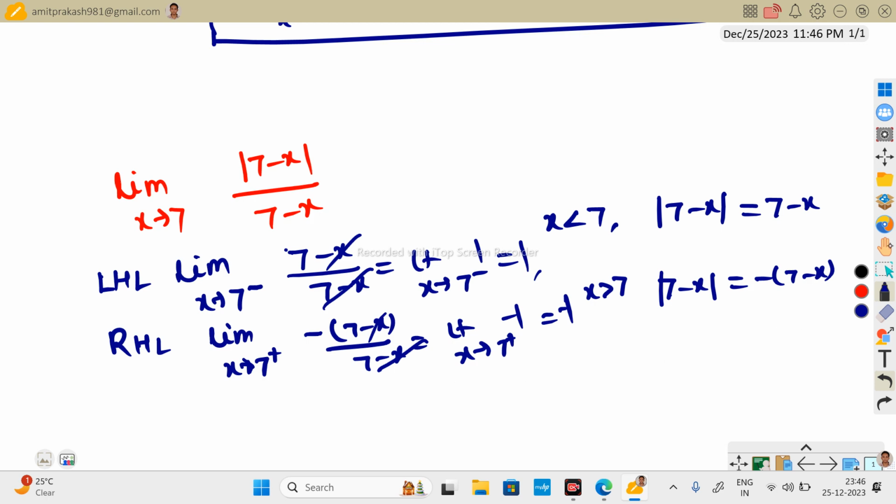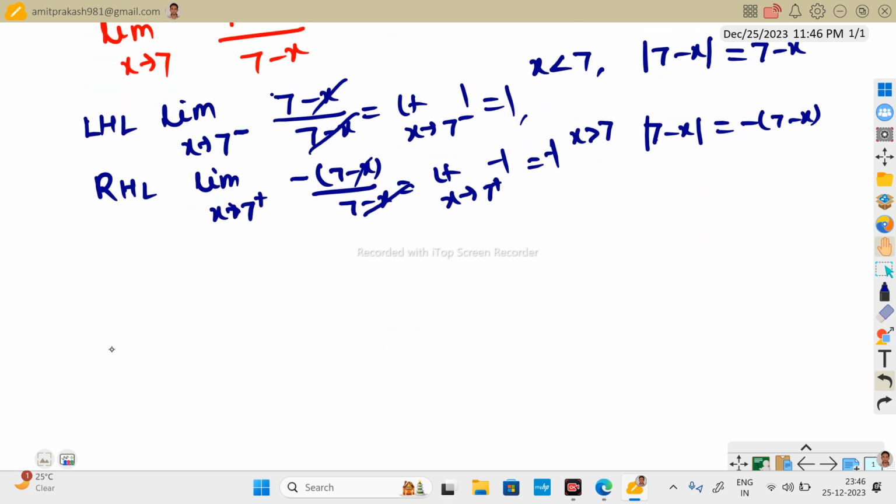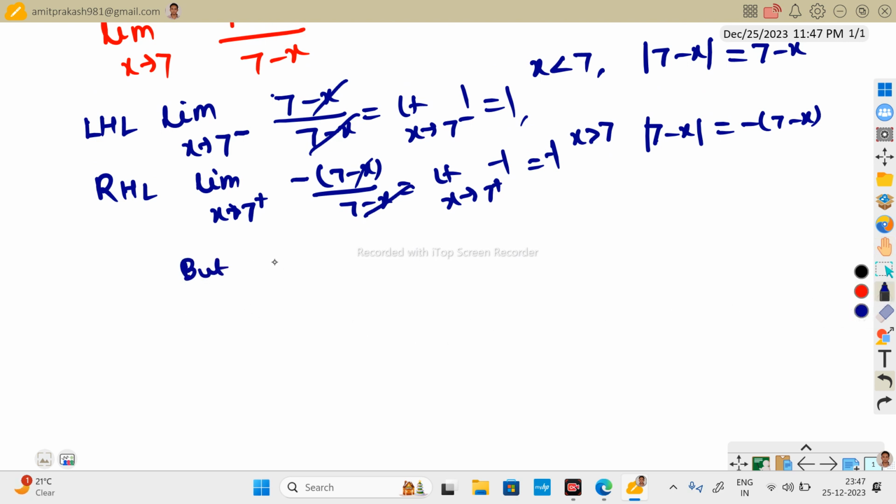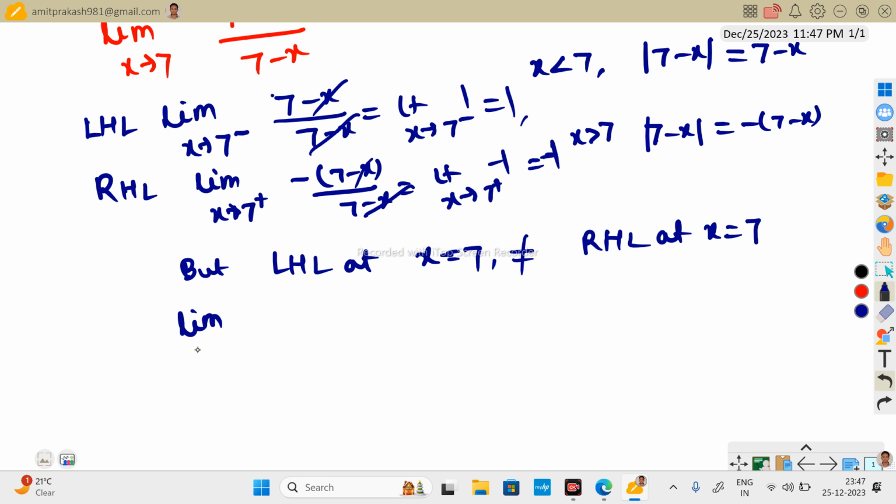We know that the limit exists at a point if the left hand limit and right hand limit are equal, but here LHL at x equals to 7 is 1, which is not equal to RHL at x equals to 7, which is minus 1. So they are not equal, so limit x tends to 7 of mod of 7 minus x upon 7 minus x does not exist.